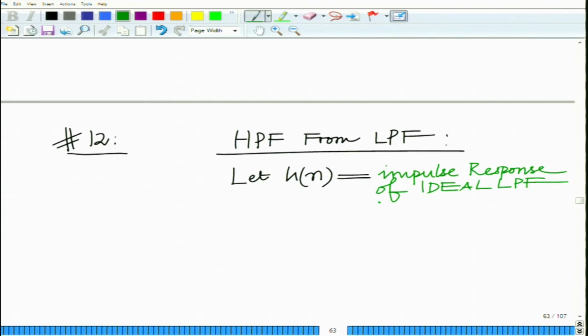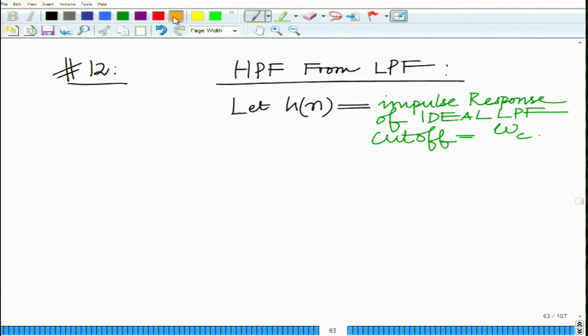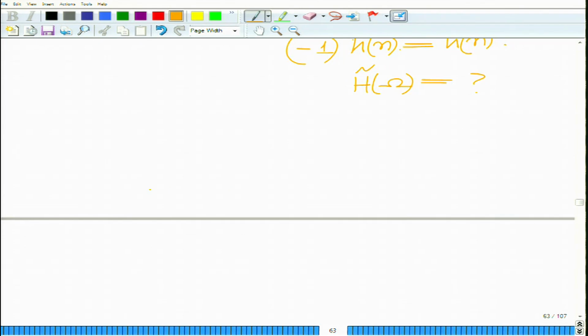and the cutoff equals omega c. Remember, every ideal low pass filter will have a cutoff frequency. Now, what we want to do is consider minus 1 to the power of n times h[n]. Let us denote this by h tilde[n], and we want to demonstrate that this is in fact a high pass filter. So, our question is, what is H tilde of omega?